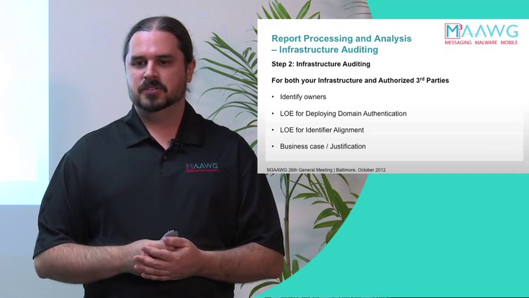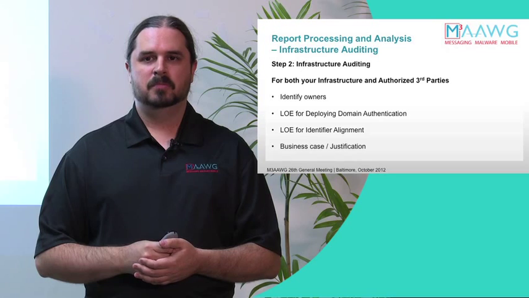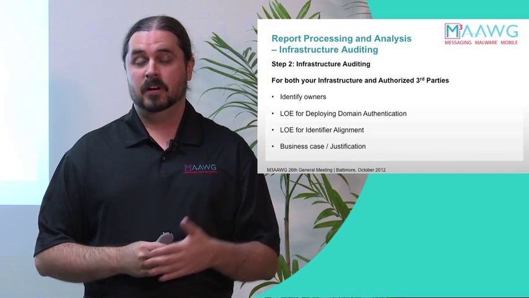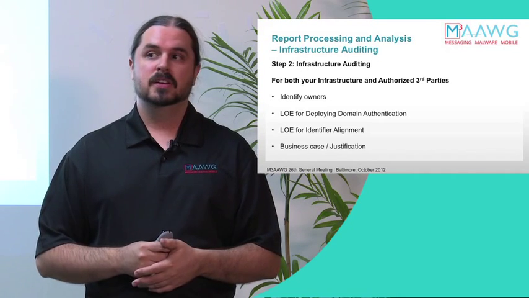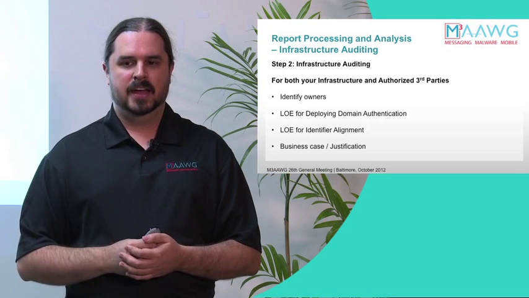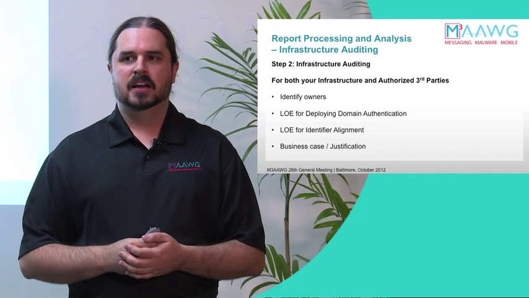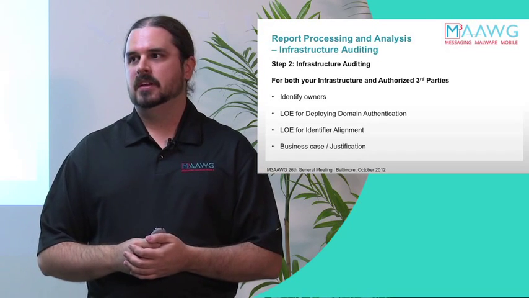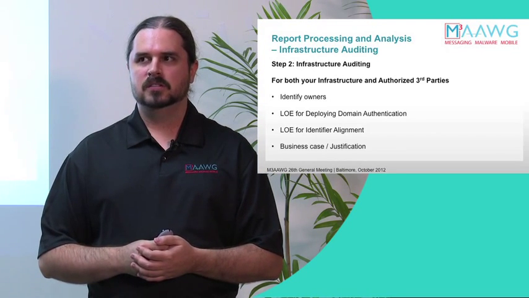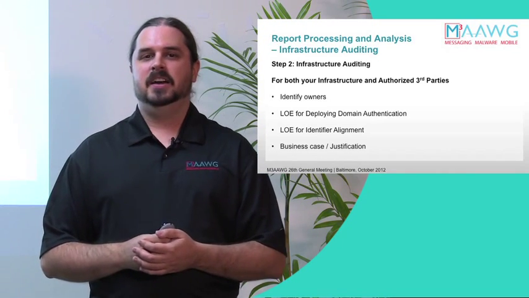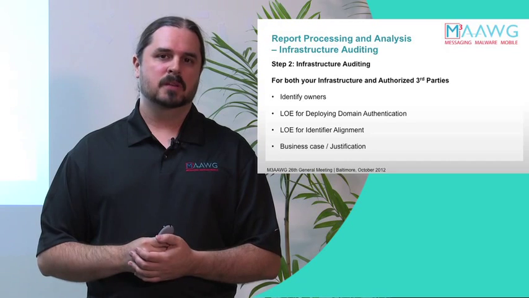So first, take a look at your own infrastructure and your authorized third parties, figure out how far out of compliance they are in terms of authentication, and figure out what you're going to need to do to bring them up to compliance. Depending on the size and complexity of your organization, this may be very expensive, and it may take kind of a long time. If you have subsidiaries, if you have acquired companies, if you have lots of branch offices that are largely autonomous, that have their own IT departments and their own mail servers, it might take you some time to bring all of your mail servers up to compliance.